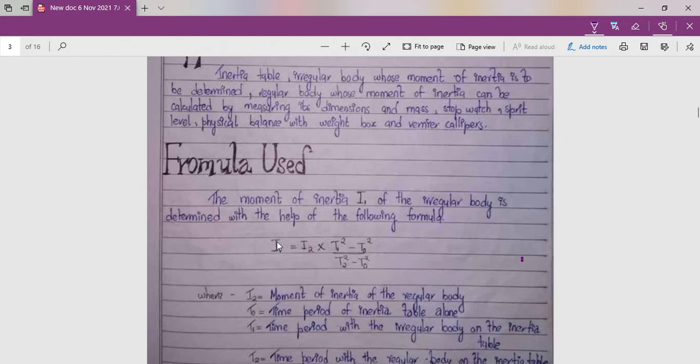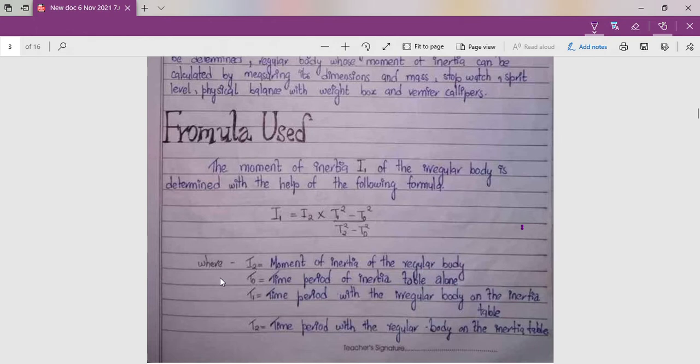Formula used. Here, as you can see, I1 equals I2 into (T1 squared minus T0 squared) divided by (T2 squared minus T0 squared), where I2 equals the moment of inertia of the regular body, which we calculate in the next step. T0 equals the time period of the inertia table alone, T1 denotes the time period with the irregular body on the inertia table, and T2 equals the time period with the regular body on the inertia table.